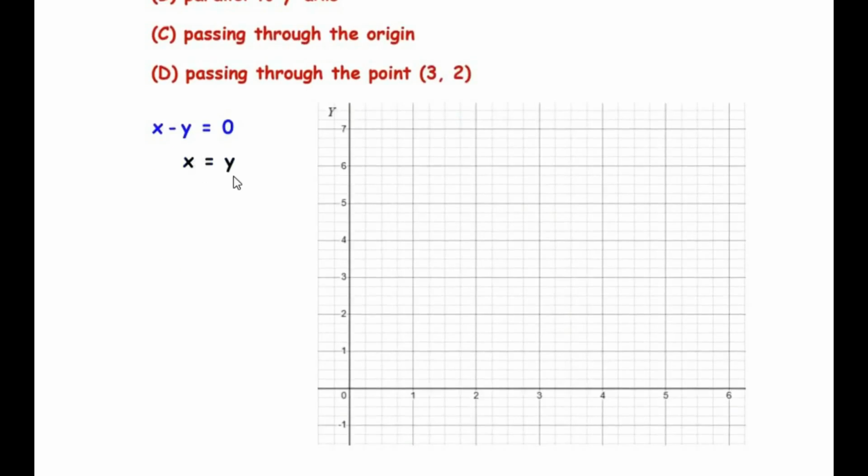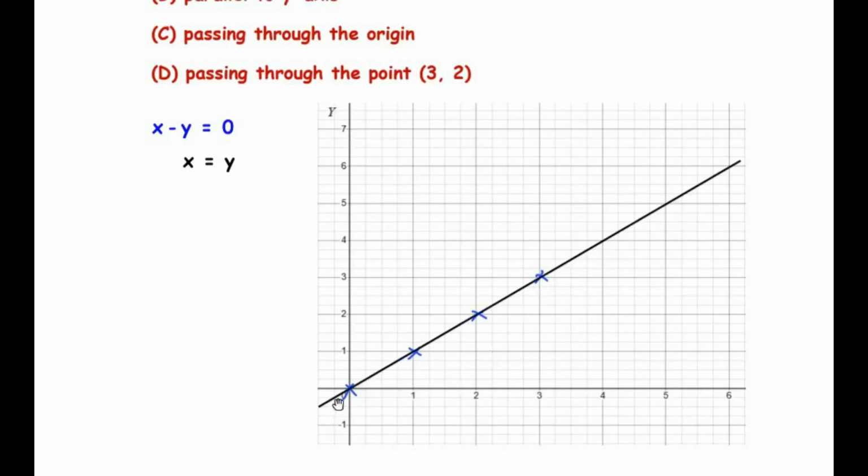Now x equal to y means if x is 0, y is going to be 0. So the point is going to be over here. If x is 1, y is going to be 1, so we have the point over here. If x is 2, y is going to be 2, so the point is going to be here. And if x equal to 3, y is going to be equal to 3, and it goes on. So let us try to draw the straight line passing through all these points.